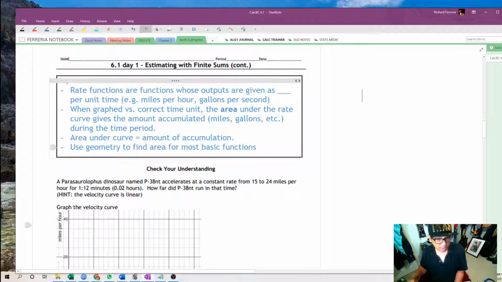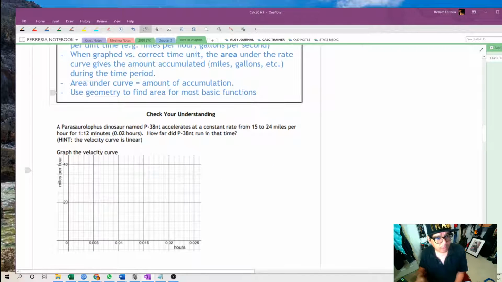We have another dinosaur, a Parasaurolophus, named P38NT, accelerating at a constant rate from 15 to 24 miles per hour for 1 minute and 12 seconds, or 0.02 hours. How far did P38NT run during this time? Hint: the velocity curve is linear.